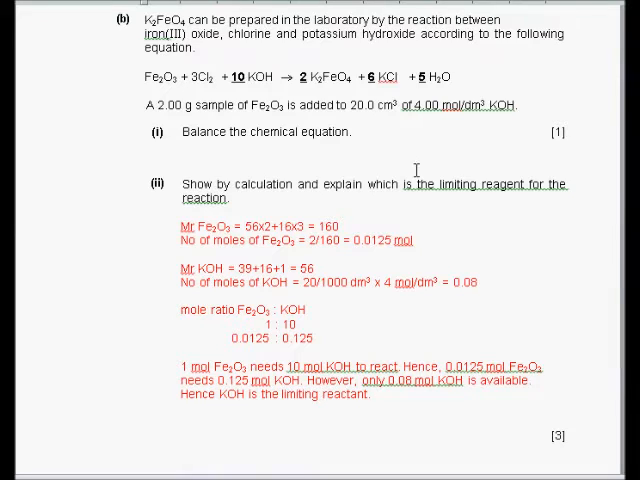Now, how about for B? For B, balance the chemical equation. Nothing much to explain here. You just have to try and error. Show by calculation and explain which is the limiting reagent. This question we have practiced a lot in the chemical calculation assignment, as well as speed test. Okay, so the first thing is to calculate the number of moles of Fe2O3. Then after that, calculate the number of moles of KOH. So 1 mark here, 1 mark here, and then 1 mark for the explanation.